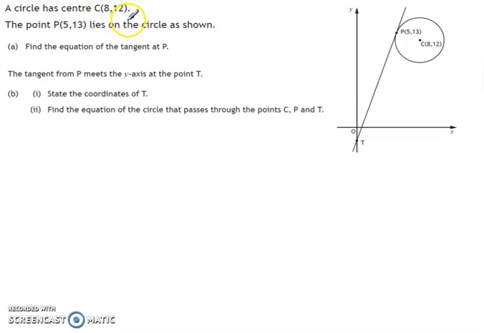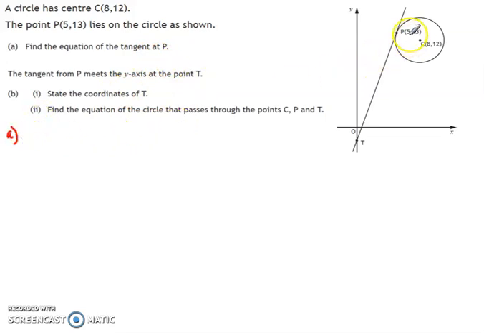We're told the circle has a centre at C and it has a point P which lies on the circle as shown. I want to find the equation of the tangent at P for this circle. That's the first part. The second part looks at getting the equation of another circle in relation to the information we've got here. Let's focus on part A first.